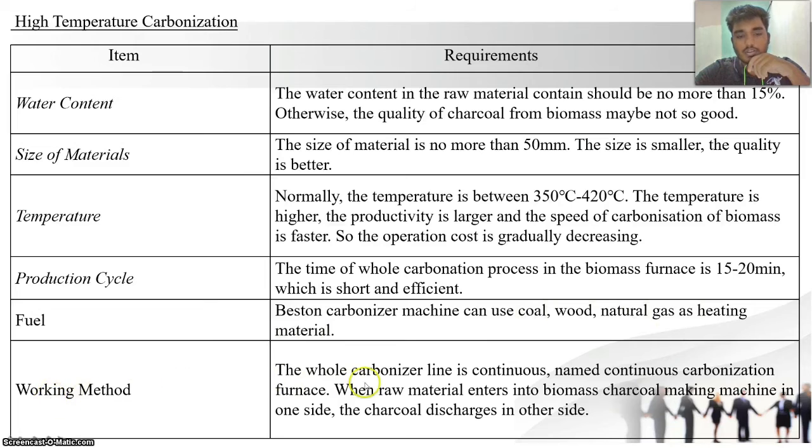And then the working method, the whole carbonizer line is continuous, named continuous carbonization furnace. When raw material enters into the biomass charcoal machine in one side, the charcoal discharges in the other side.